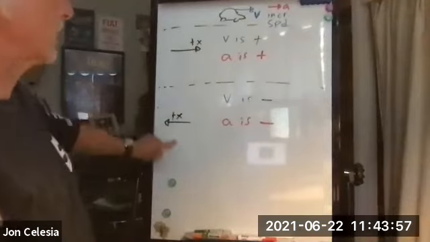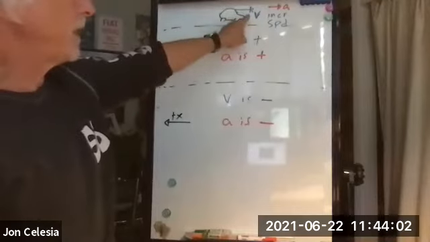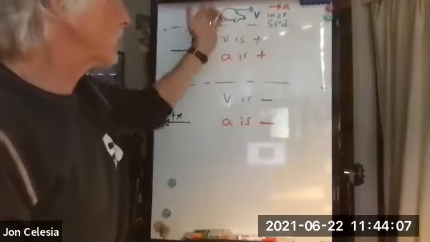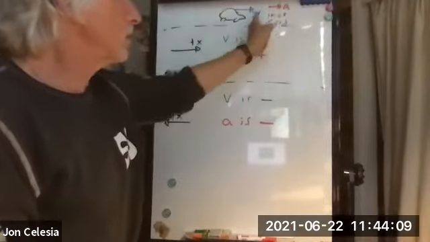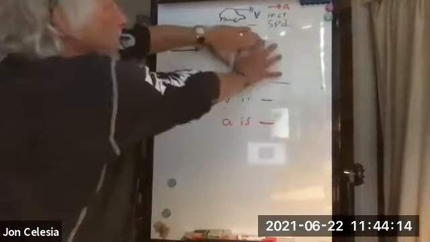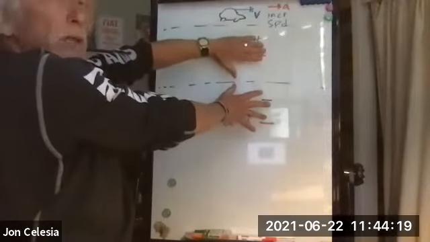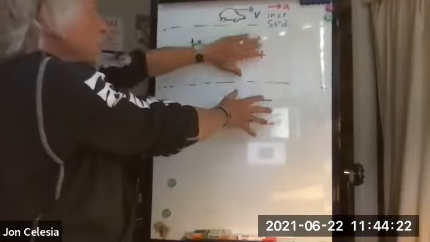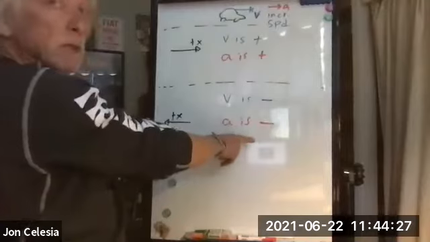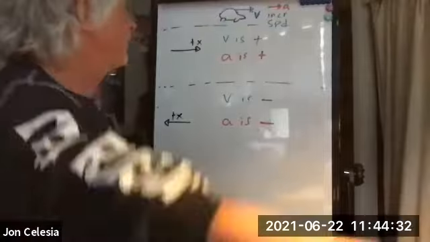Okay, is that clear? V this way, increasing speed, A is this way. Why? Because that's the direction you would push or pull to make it increase speed. Forget about this. No plus and minus. You only get plus and minus when you choose this plus, okay, plus, plus. Choose this plus, okay, minus, minus. Okay, now watch this. Flip it.